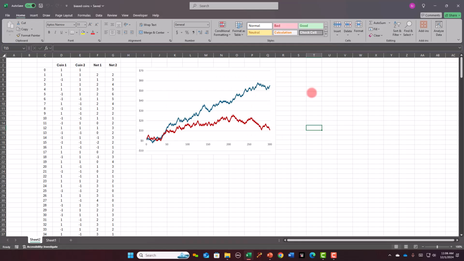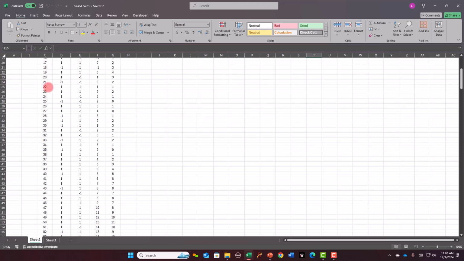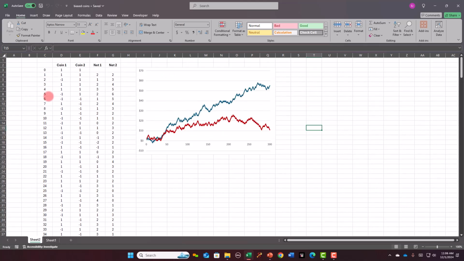Now we're into our Excel spreadsheet, and column C over here is just counting up to 300. We have 300 rows, actually 301, counting with 0 here, but it's going to give us 300 attempts. And coin number 1 is our 60% coin, our biased coin, and coin number 2 is what we might call a fairly valued coin. It comes up heads and tails 50% of the time.